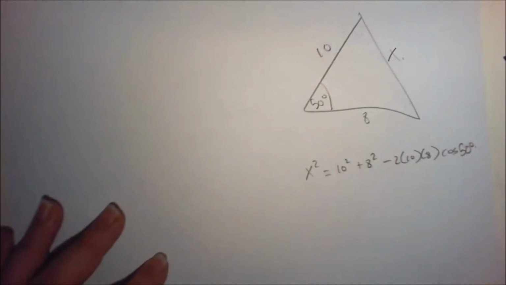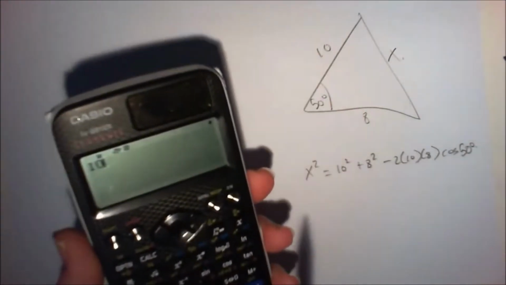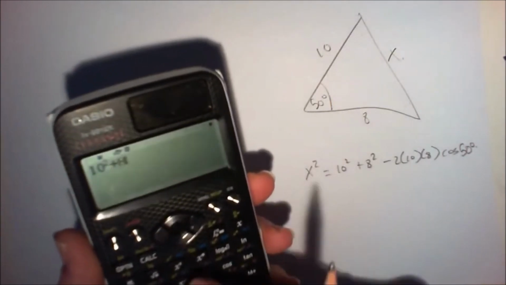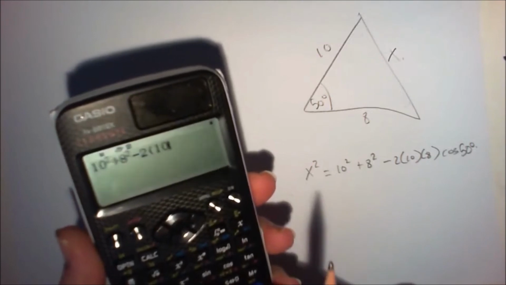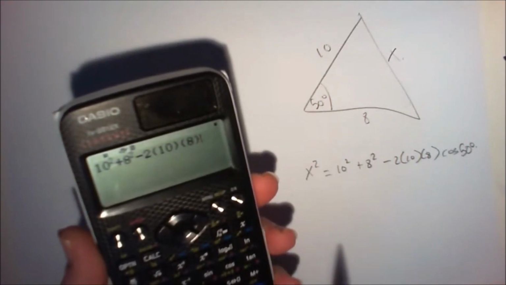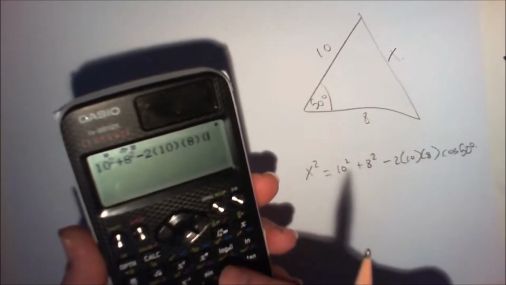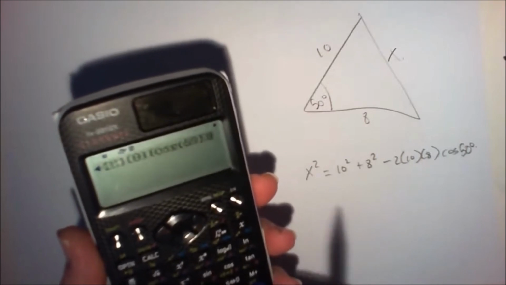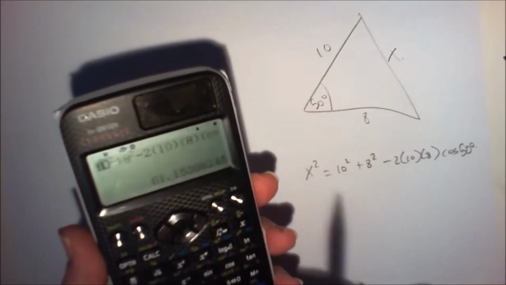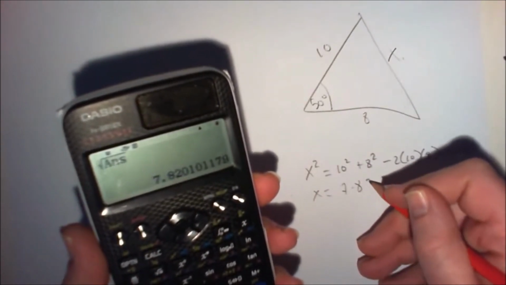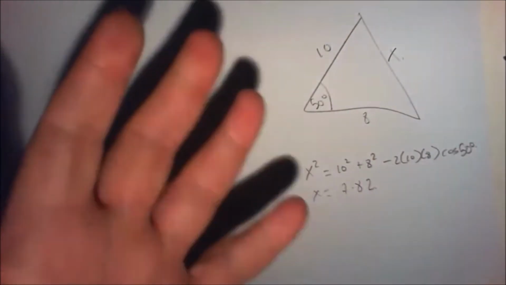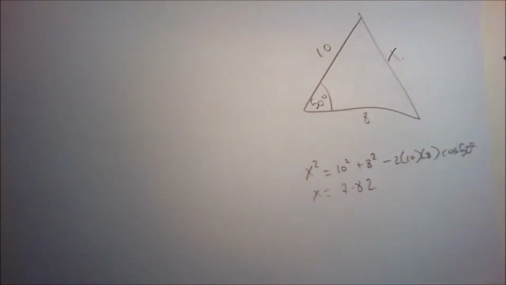Look how quickly that was done. So 10 squared plus 8 squared minus 2 times 10 by 8 by the cos of 50. And then root the answer, 7.82. Don't forget to root the answer. Look how quickly that was. That's insanely quick.